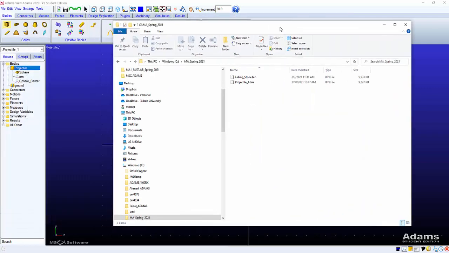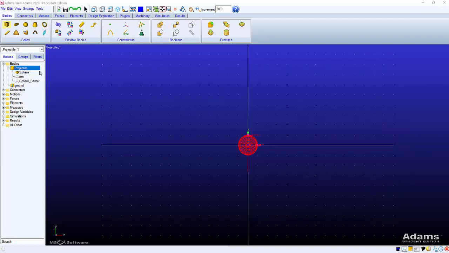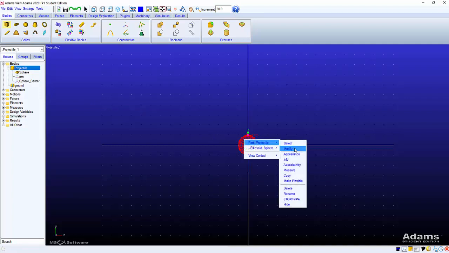So this is my folder here, This PC, Windows MA Spring 2021, and this is the projectile 1, and as you can see it is just saved right now. Again, notice the extension of your file is .pem, which stands for binary. You cannot read this file, you can open it only using Adams. So now we are going to look at how we modify our projectile. I'm going to click on the body or the part, right click and select modify. Make sure you are pointing to the projectile part and then click modify.